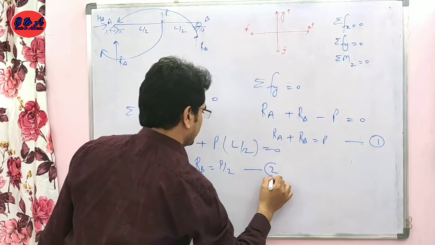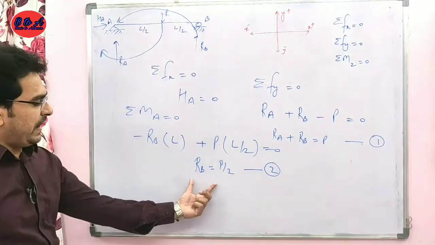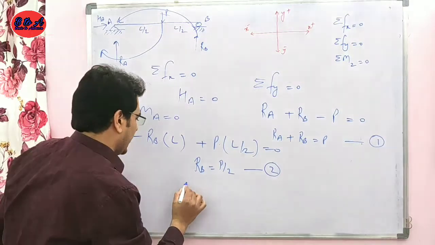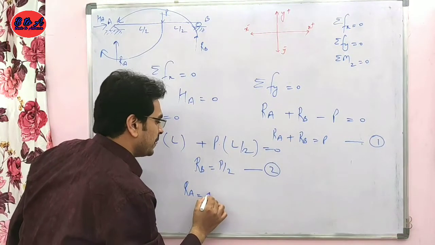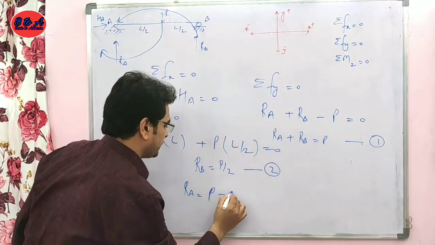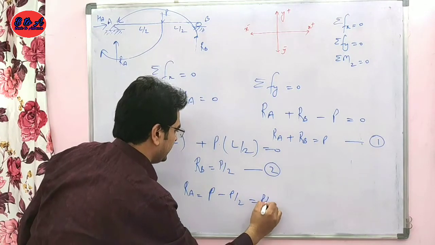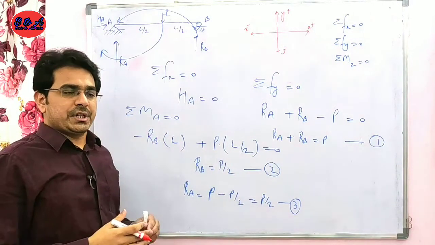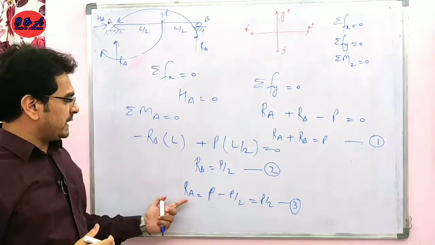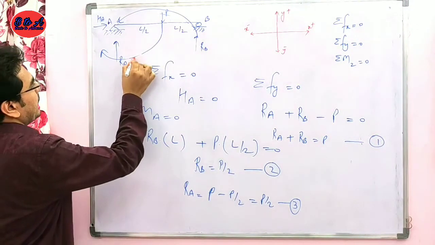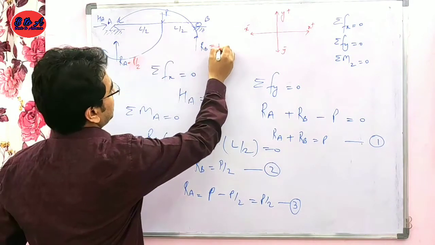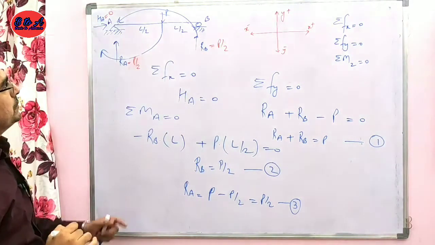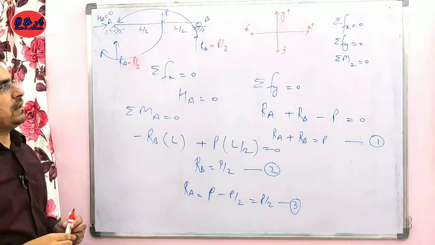This is our equation number 2. Now I am putting the value of RB in equation number 1. So I will get the RA value as P minus P by 2 is equal to P by 2. This is number 3. So after calculation, we got the value of reaction as RA is equal to P by 2, RB is equal to P by 2, and the value of HA is equal to 0. So these are the reactions.